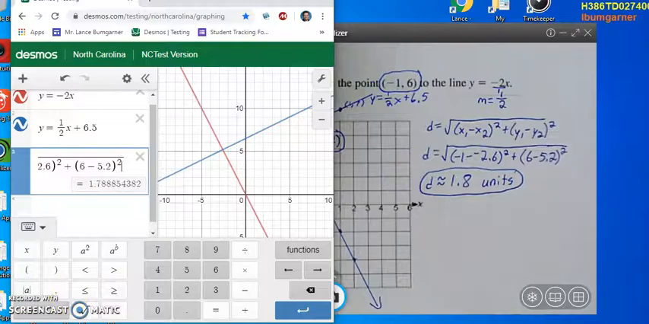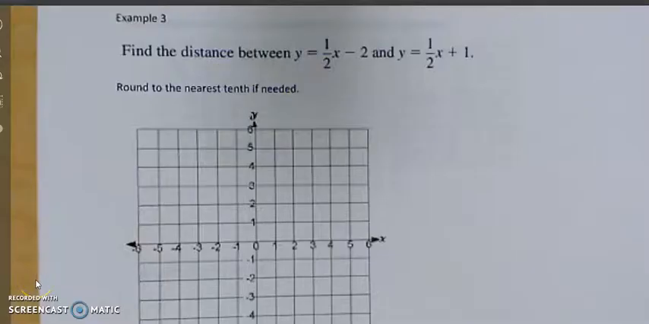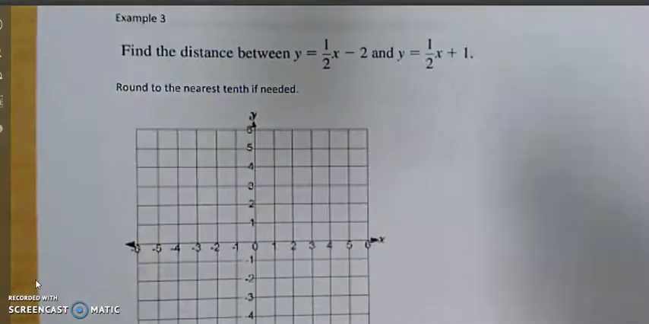That wraps example 2. We've got one more to look at. The other kind of problem you can be faced with is finding the distance between two parallel lines. So on this problem, first thing I'm going to do is quickly graph both of them.